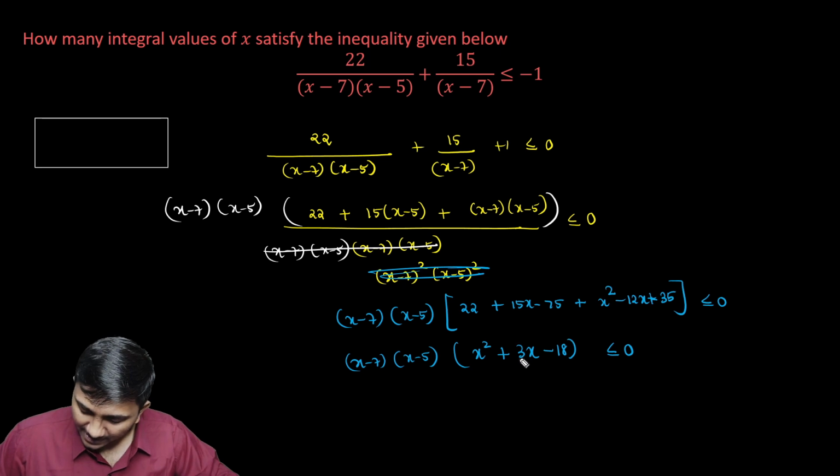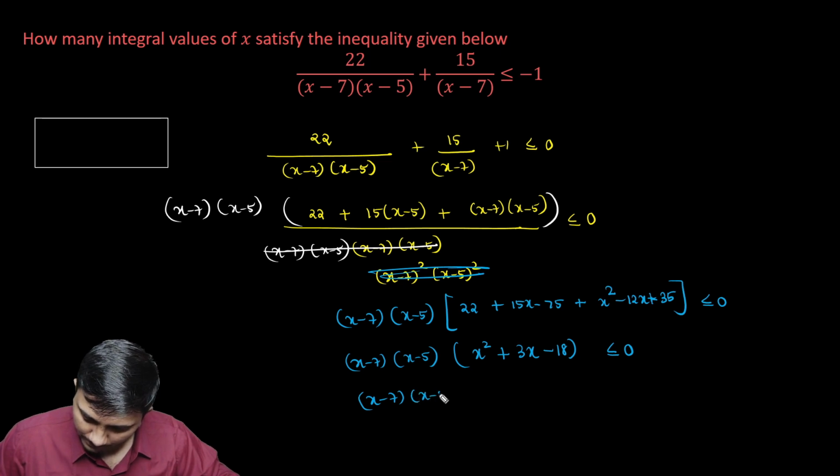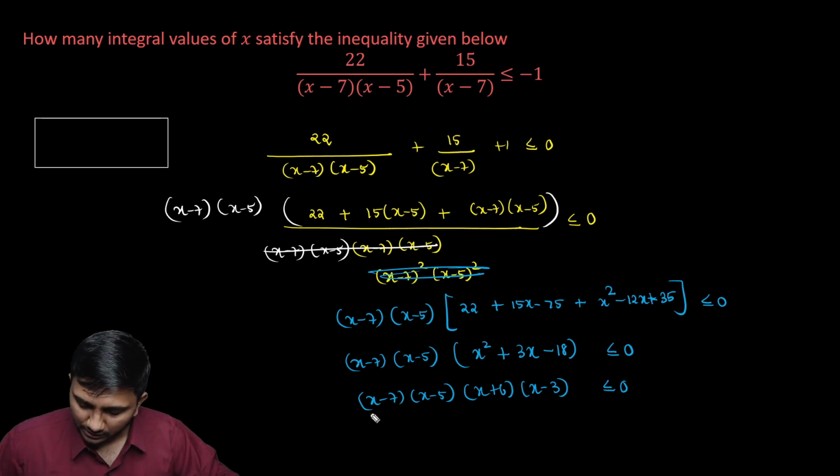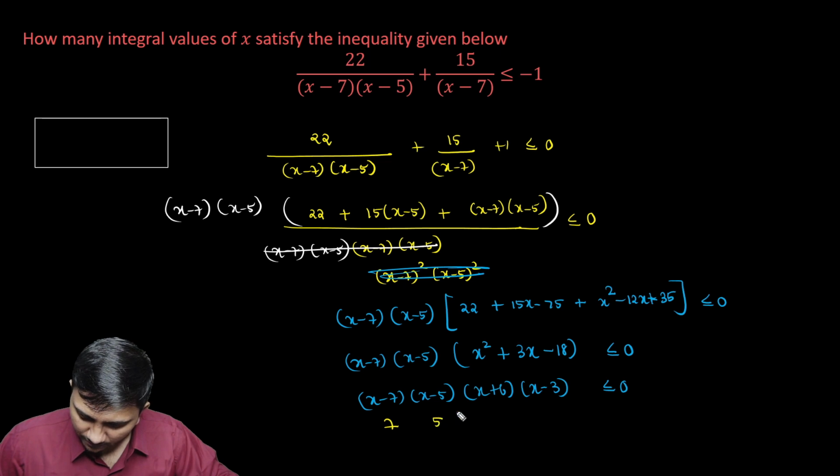So minus 18 and 3, I can write it as 6 into 3. So x minus 7, x minus 5, I can write it as x plus 6, x minus 3 less than or equal to 0. Now I'll have to take critical values here. For that, I equate each one of them to 0 and see what will be the value of x. So x minus 7, if we equate to 0, x will be 7. In this case, it will be 5. In this case, it will be minus 6. In this case, it will be 3.